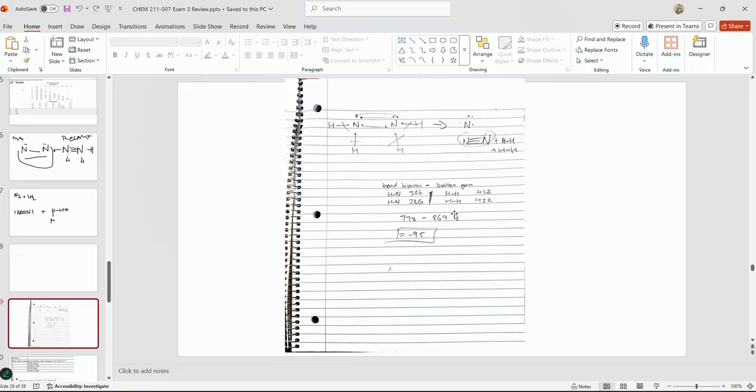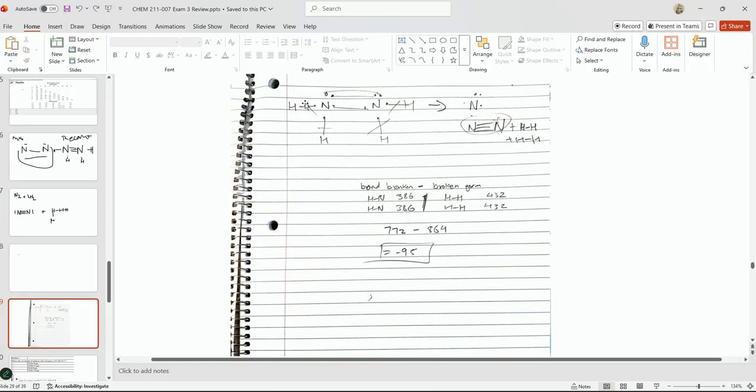But in my solution, I have it written like this. So wait, let me see. Cross cross. I have a question though. The 772 minus 864, I get negative 92. Yeah, true. I get the same negative 92. Maybe I did something wrong. Hold on, let me redo this question.